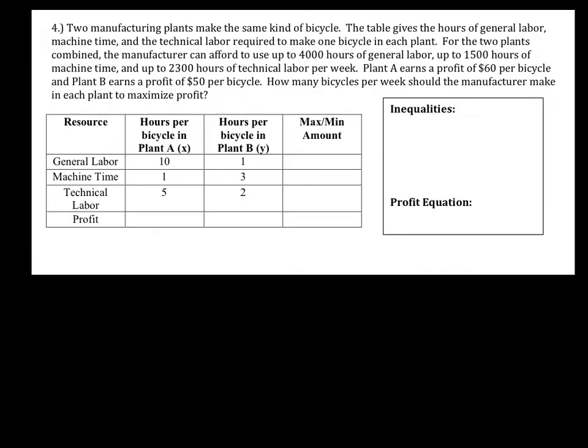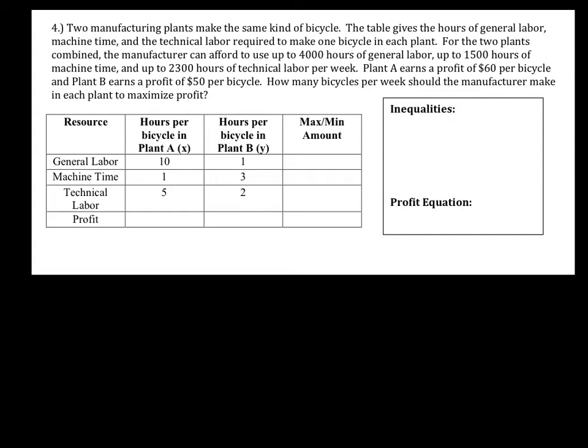Okay, so let's try some applications of linear inequality systems. Number 4 says 2 manufacturing plants make the same kind of bicycle. The table gives the hours of general labor, machine time, and technical labor required to make one bicycle in each plant. For the 2 plants combined, the manufacturer can afford to use up to 4,000 hours of general labor, up to 1,500 hours of machine time, and up to 2,300 hours of technical labor per week. Plant A earns a profit of $60 per bicycle, and Plant B earns a profit of $50 per bicycle. How many bicycles per week should the manufacturer make in each plant to maximize profit?